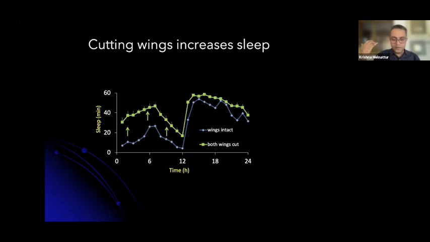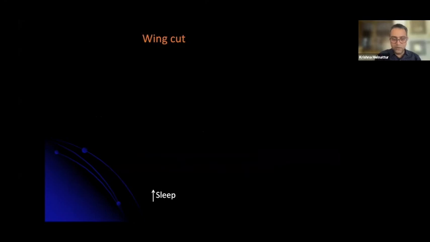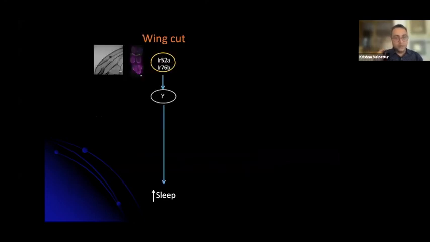Okay, in this paper, we did about 8 different ways of impairing flight, so I won't show you all of them. This is just one way. They all increase sleep. So cutting wings increases sleep. And we were able to localize the effects to a very specific set of neurons in the fly's wing. That was cool. So if you inhibit these neurons, you can block the effect of cutting wings on sleep, okay?